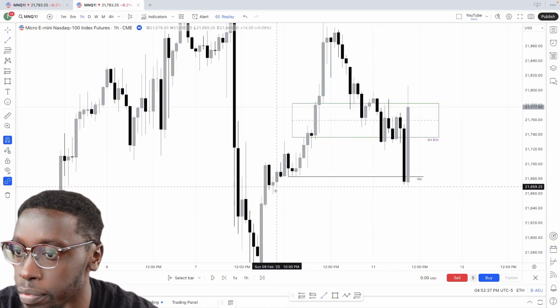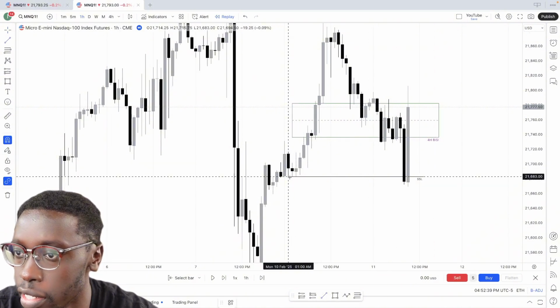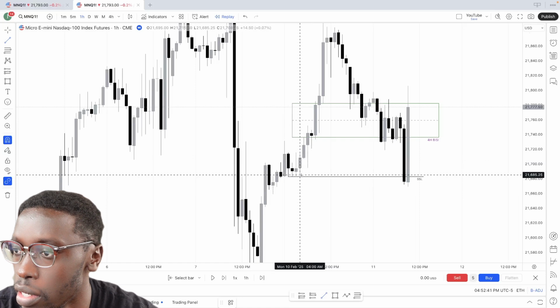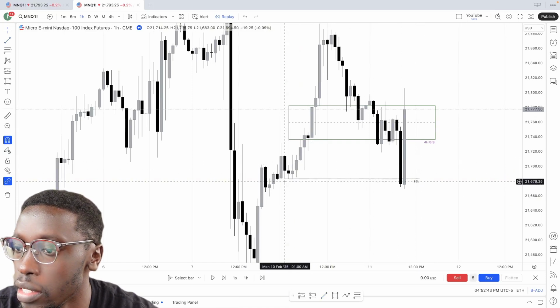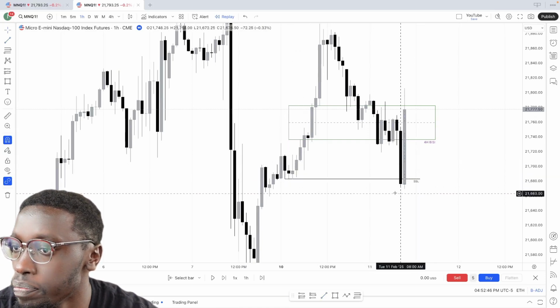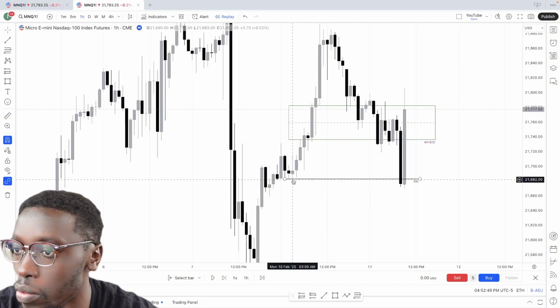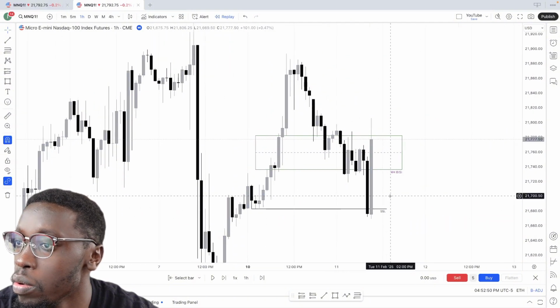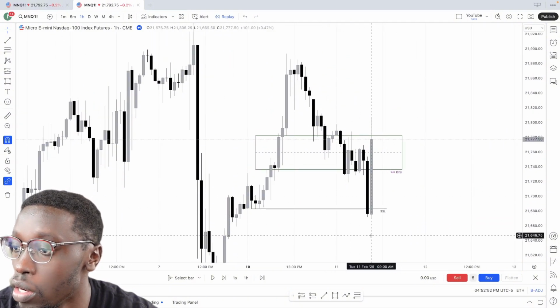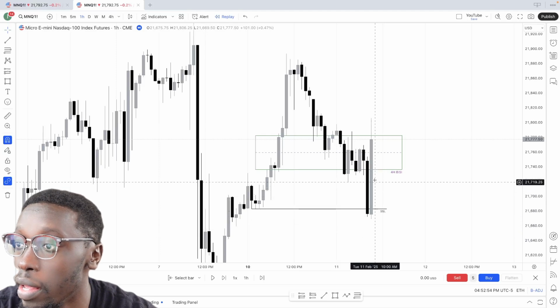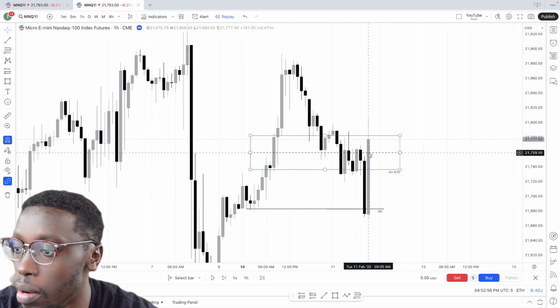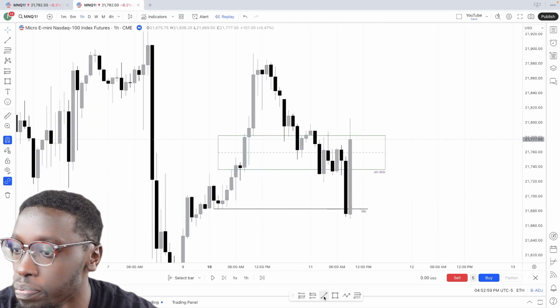We had London here. I'm sorry, we had Asia here, and then we had London here. So we did take out London. Asia was a little bit lower down here, but we did take out London. And then when we took out London, we quickly ran back up about 100 points at the 9 a.m. hour when the market opened.